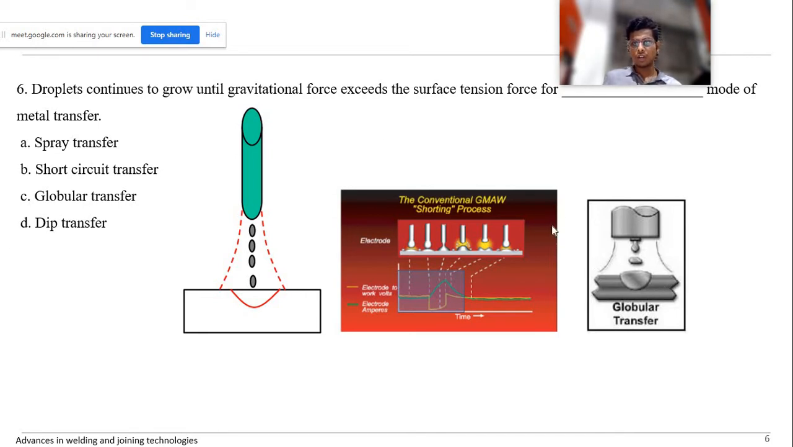In globular transfer, as you said, the answer is C. Here the current will be between short circuiting and spray transfer, and the gap is also more. Because of the high current, the diameter of the droplet formed is more than the electrode, so the droplet is increasing and obviously the weight is increasing. Because of the gravitational force, the droplet gets detached and deposition happens.